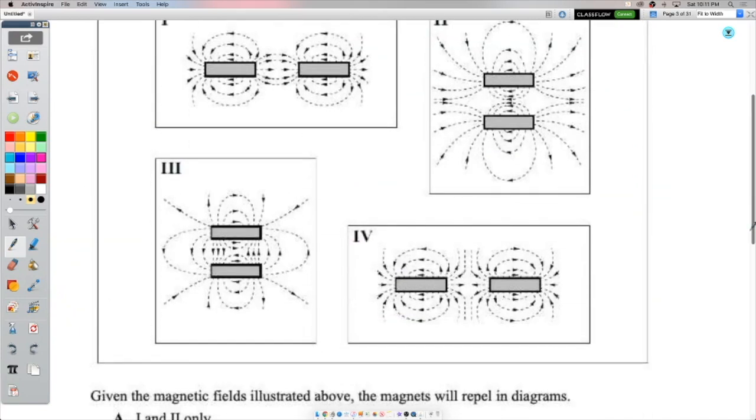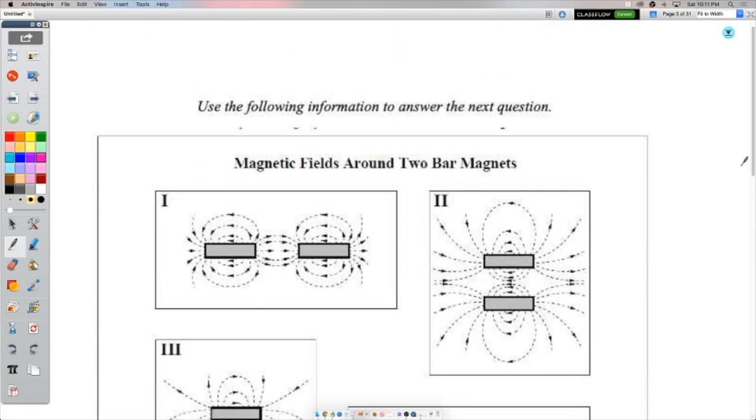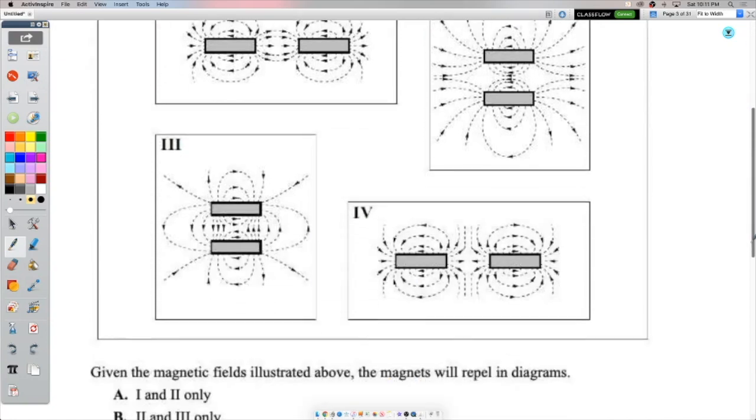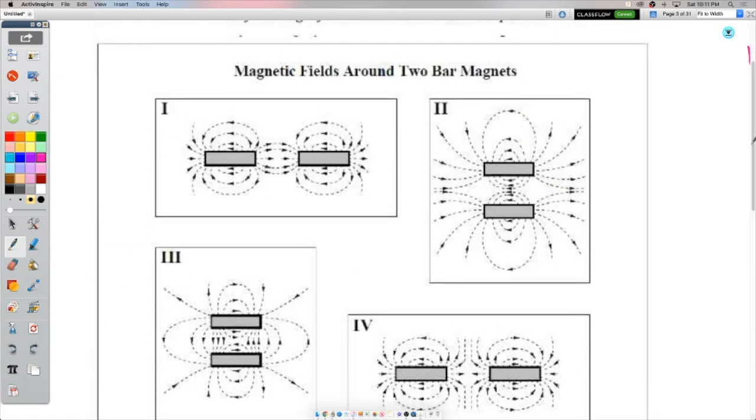All right, very last thing for this topic, just putting together what we now know about fields. So what is this question asking us to do? It's saying, given the magnetic fields illustrated above, the magnets will repel in which diagrams? Well, let's look. We've got to figure out which ones are going to repel. We can do this by looking at the fields, but probably the easiest way is to figure out which ones have opposite poles near each other and which ones have like poles near each other. Which of those two will repel? When we have two like poles near each other, okay?